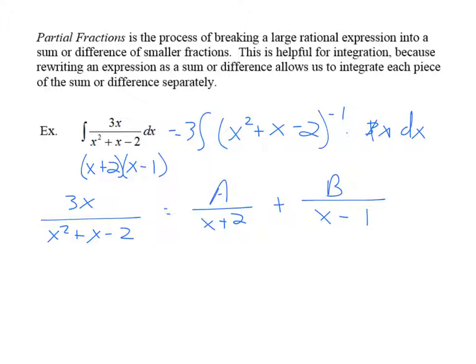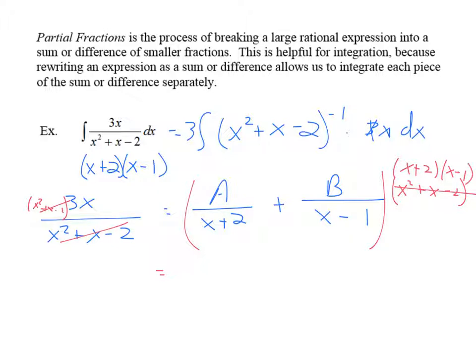Now what I want to do is focus on just the numerators and try to figure out what A and B are going to be. So to get rid of the denominator, I'm simply going to multiply both sides of this equation by our big denominator, x squared plus x minus 2. Of course, that's just going to cancel out the denominator here. And when I multiply by x squared plus x minus 2 over here, I'm going to have to distribute that. Remember, this is just the factors, x plus 2 times x minus 1.